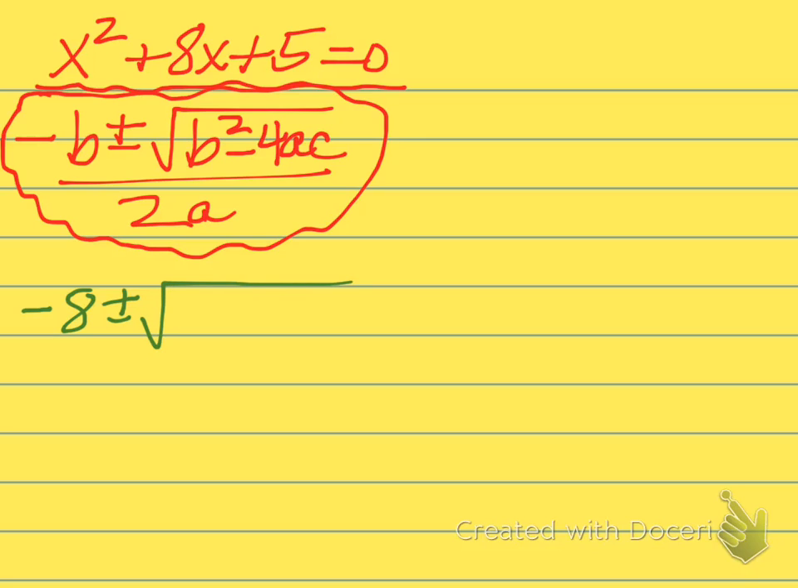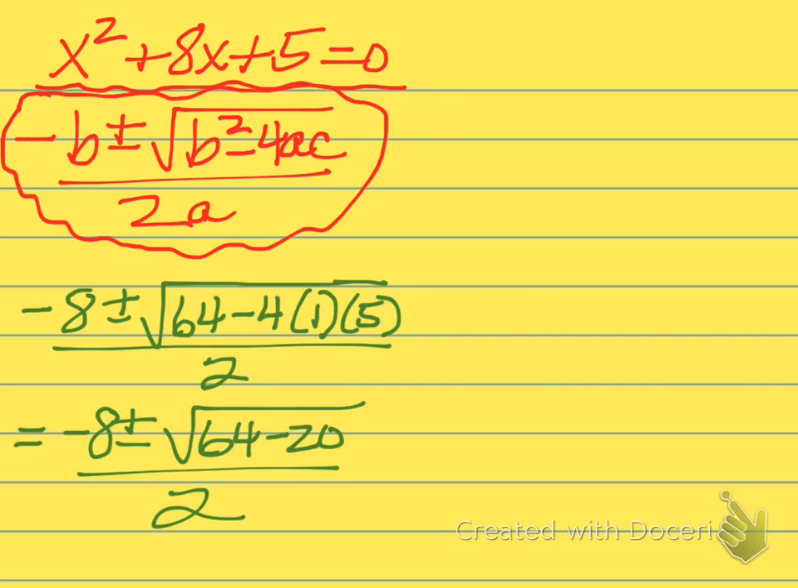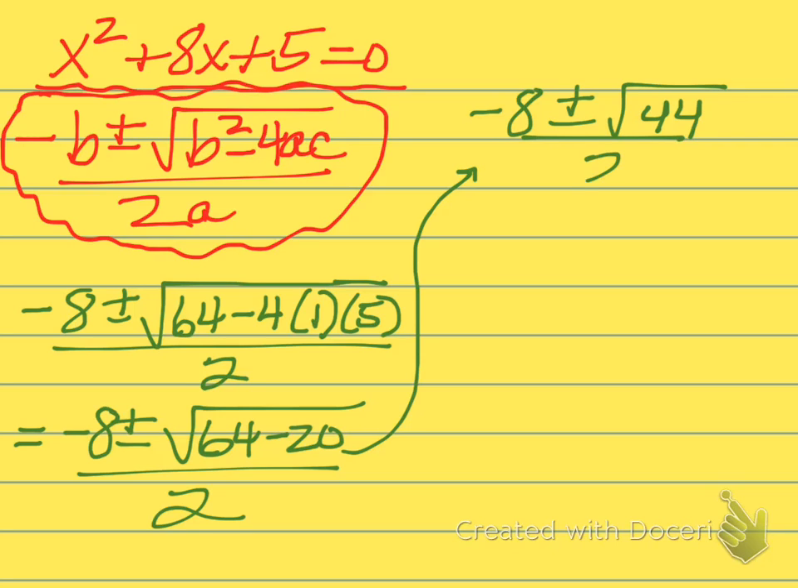So negative b plus or minus the square root of b squared. Well, b is 8, so b squared would be 64, minus 4 times a times c. And that whole thing is over 2 times a. Well, the a value is 1, so 2 times 1. So we have negative 8 plus or minus the square root of 64 minus 20, all over 2. Continue your work. We have negative 8 plus or minus the square root of 44, all over 2.